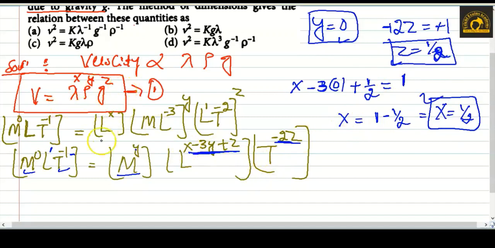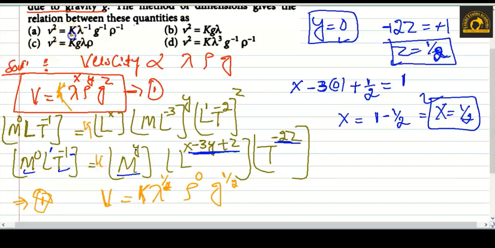So put all those values in equation number 1. So equation number 1 becomes V, that is velocity, is equal to k times density to the power x, which means 1 by 2, wavelength to the power 1 by 2, density to the power y, which is 0, and acceleration due to gravity to the power z, 1 by 2. Here k is a proportionality constant, no confusion. It is given in the options, that is the reason I put it here. Otherwise, in the last problem, I could not put the proportionality constant because k was not given in the options.